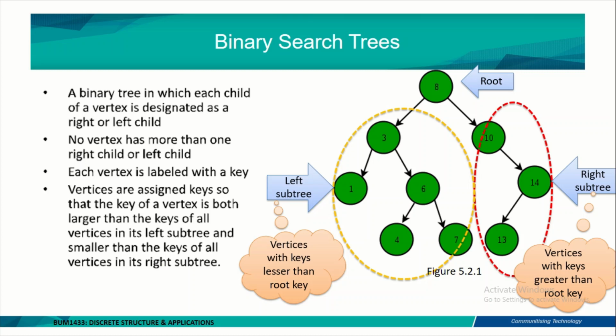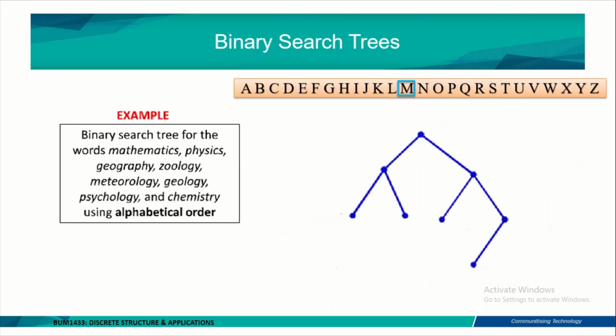Alright, so let's see an example for the binary search tree. We have the question here: binary search tree for the words mathematics, physics, geography, zoology, meteorology, geology, physiology, and chemistry using alphabetical order. The first word is mathematics, so we use the first word as our root.